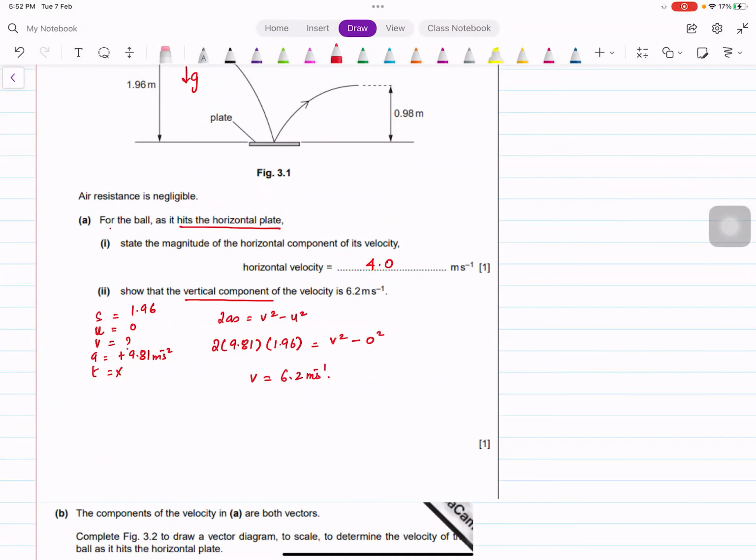It's pretty easy, right? And that's only for 1 mark. That's not fair. All right.